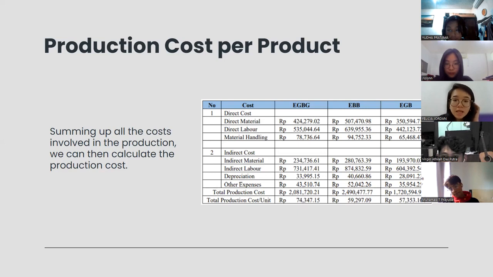And as you can see, the total production cost is highest for the EGBG and EBB, and the least is the EGB at 57,353 rupiah per unit, while EGBG is at 74,347 rupiah per unit, and the middle is EBB at 59,297 rupiah per unit.